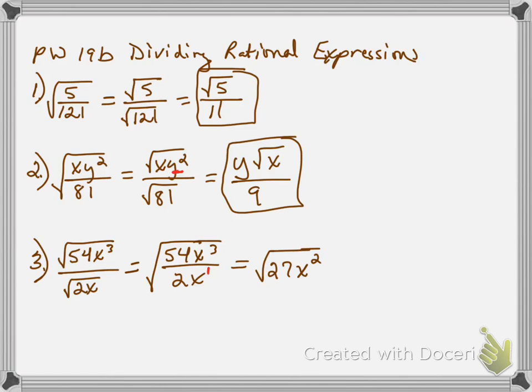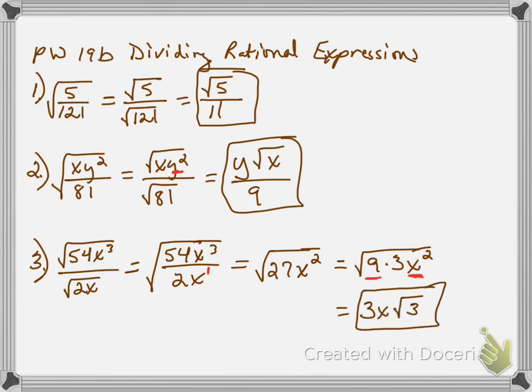Now you want to simplify the radical. Your perfect square in 27 is 9. 9 times 3, x squared. Right? Your perfect squares are 9 and x squared. We take the square root of those two. So you end up with 3x, and you're left with the 3 on the inside of the radical. And that is your answer. Okay? So yes, those are nice and simple. But let's move on to the next one.